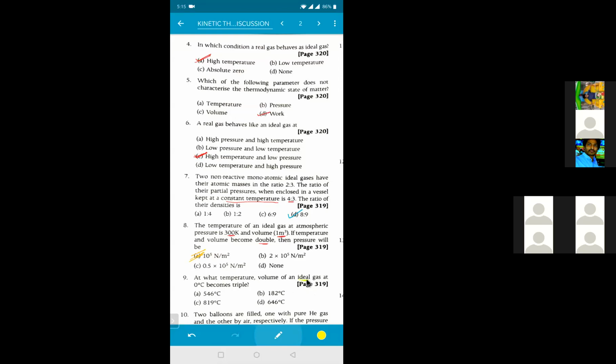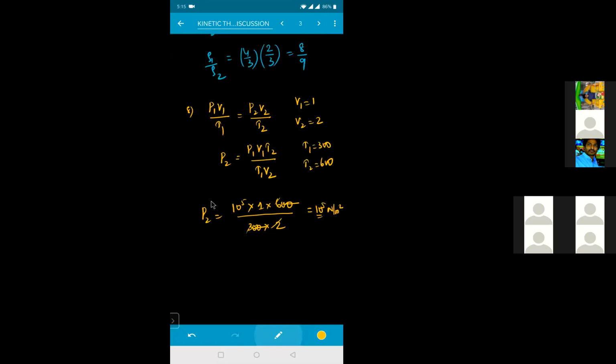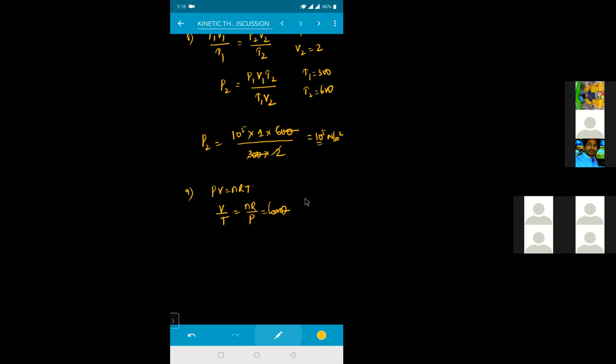Because he's using an ideal gas equation. So when I'm using an ideal gas equation, we know the relation PV equals nRT. From this, I can write V by T equals n into R divided by P. So this is totally a constant right now. n is a constant, R is a constant, pressure is also constant.